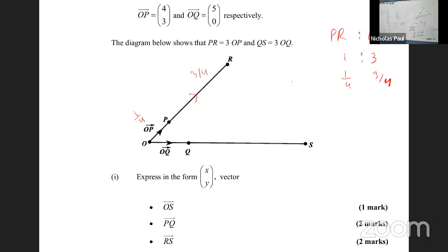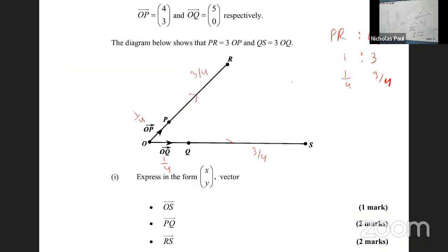What about Q now? Same thing? Here is 1/4, and here will be 3/4. Everybody okay with that? Thelma? Nisha? Follow that? Right.